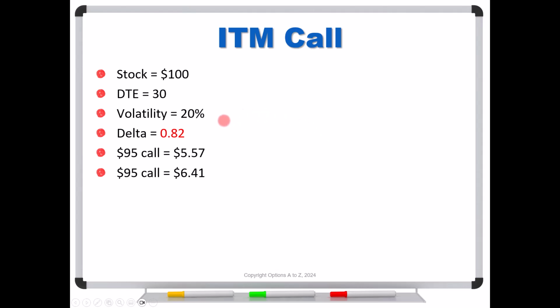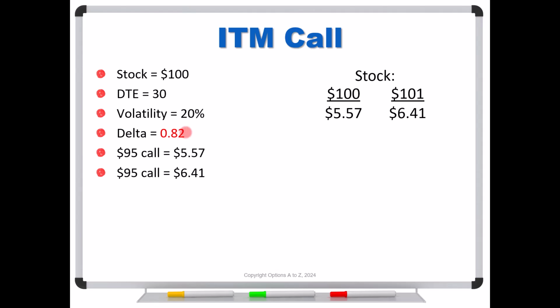Well, the same pricing model shows that, let's say, the $95 call with the stock at 100 is worth $5.57 and has a delta of 82. If we go into the pricing model and change the stock to 101, it tells us that the $95 call rises to $6.41. So as before, these are the two prices that we would get. This is what we're trying to figure out. Now, of course, we don't know that unless we go to a pricing model. All we know is that the current option's price is $5.57, and we know our current delta is 82.